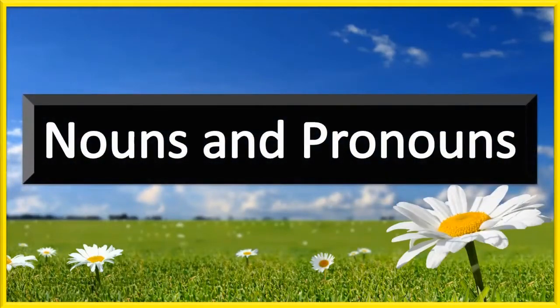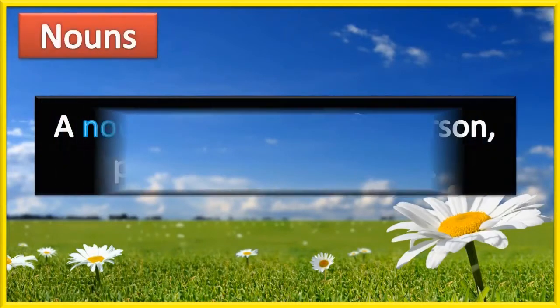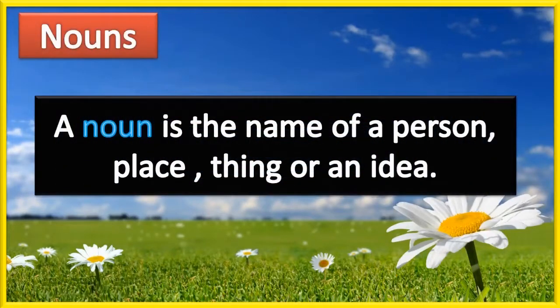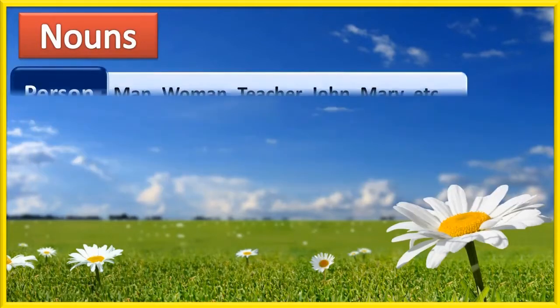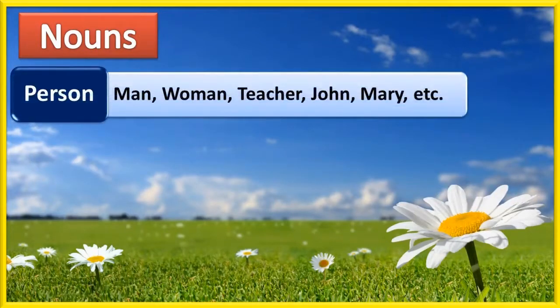Nouns and pronouns. Nouns. A noun is the name of a person, place, thing, or an idea. Here are some examples: person, man, woman, teacher, John, Mary, etc.